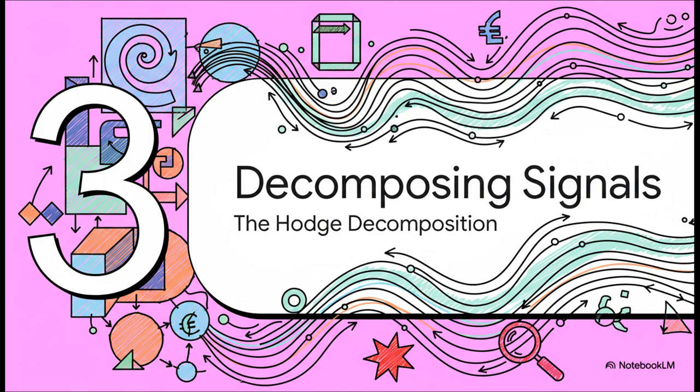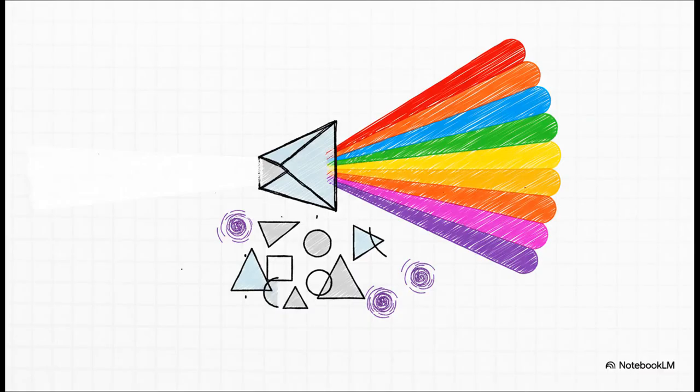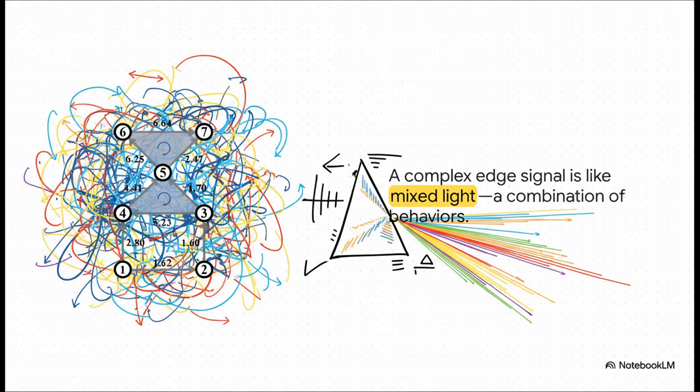Okay, so now we can see these complex shapes in our data, but seeing them is only half the battle. How do we analyze the signals, like currency flows or web traffic, that are actually living on them? For that, we turn to a really powerful tool from topology. This quote from the paper is the absolute key. It says that any complex signal can be broken down into its fundamental building blocks. It's almost exactly like how a prism takes a single beam of white light and splits it into a beautiful spectrum of distinct colors.